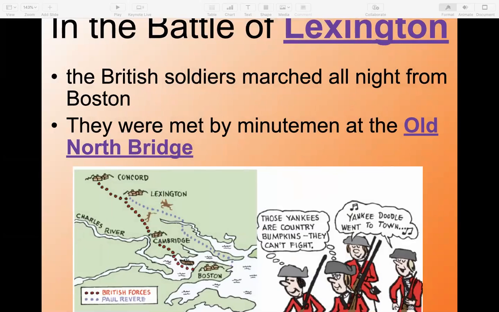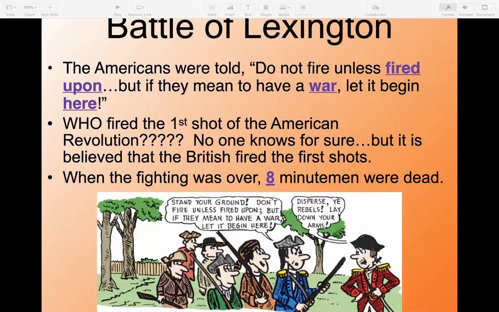In the Battle of Lexington, the British soldiers marched all night from Boston. They were met by Minutemen at the Old North Bridge. At the Battle of Lexington, Americans were told, "Do not fire unless fired upon. But if they mean to have a war, let it begin here."